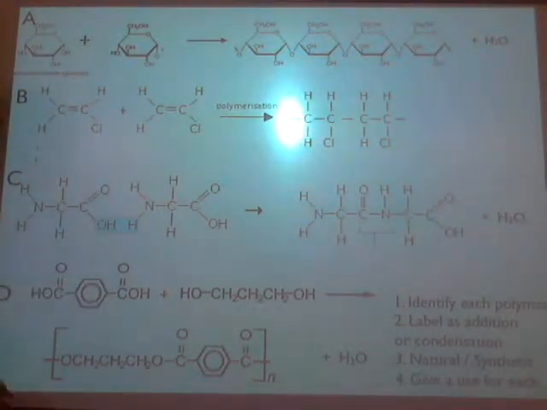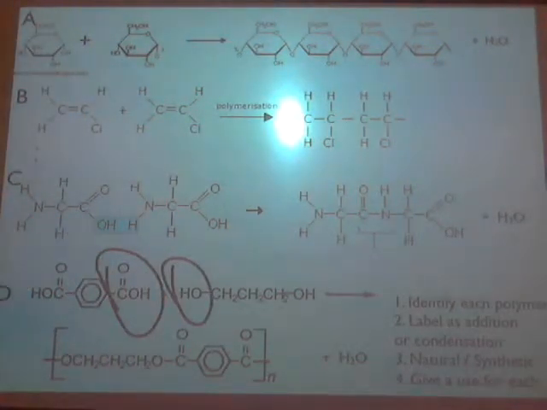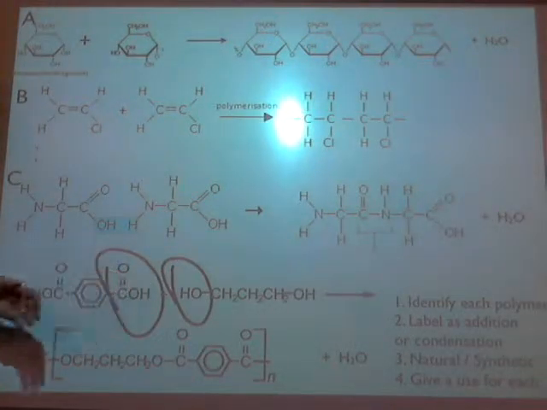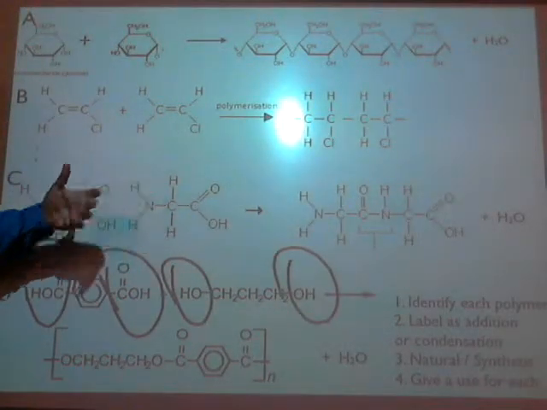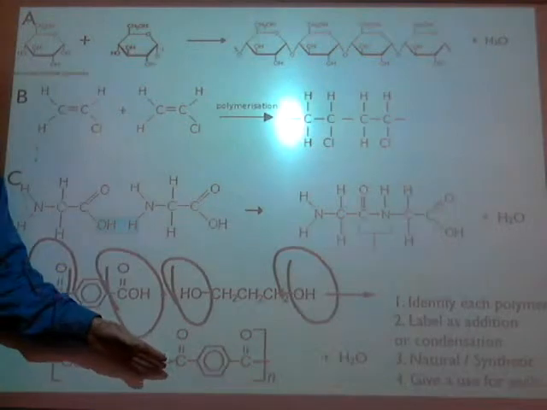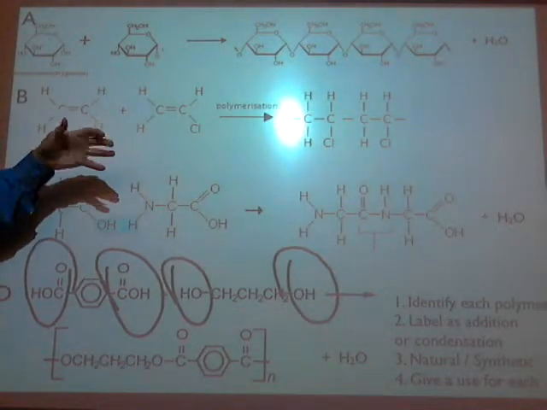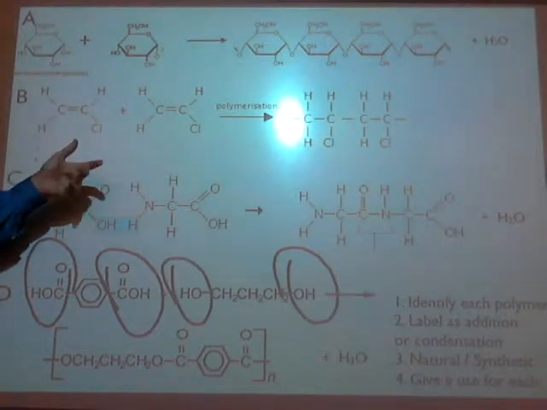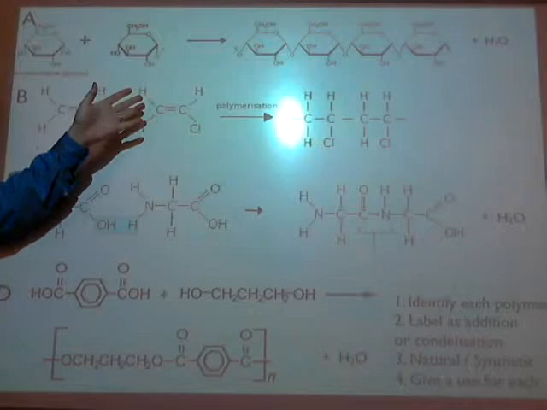You've got a carboxylic acid joining with an alcohol. Have we seen that before? Yep. Sure. We saw that under esters. That was the reaction for an ester. And since it's a dicarboxylic acid and a dialcohol, I'm going to have a polyester because it's going to keep growing either way. So that's what this guy is, polyester. This guy up here is polypeptides or proteins.